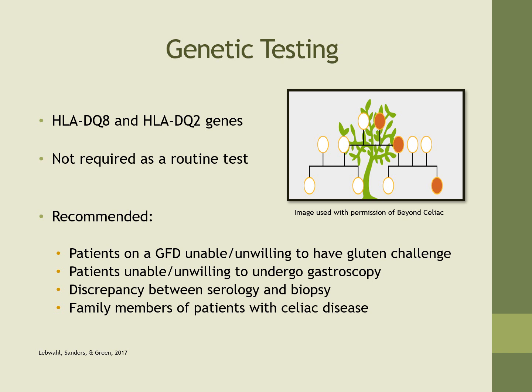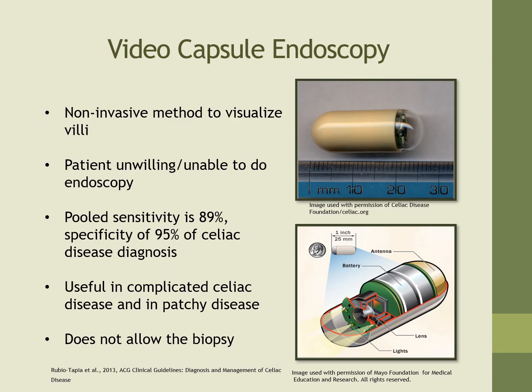Family members of patients with celiac disease should receive genetic testing since the absence of HLA-DQ2 and HLA-DQ8 genes rules out celiac disease in most cases. Can capsule endoscopy be used to diagnose celiac disease in place of upper endoscopy with biopsy?